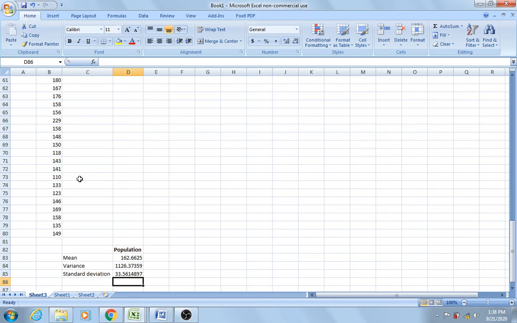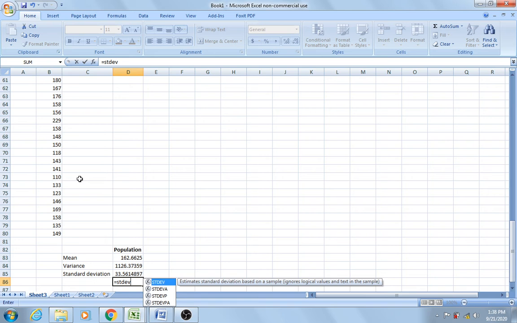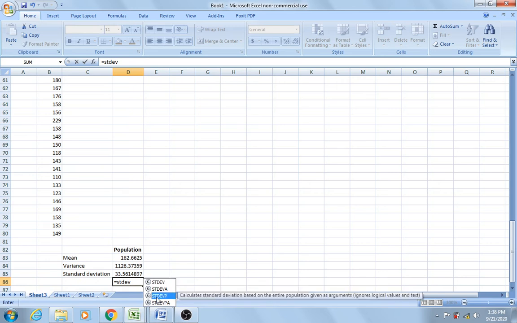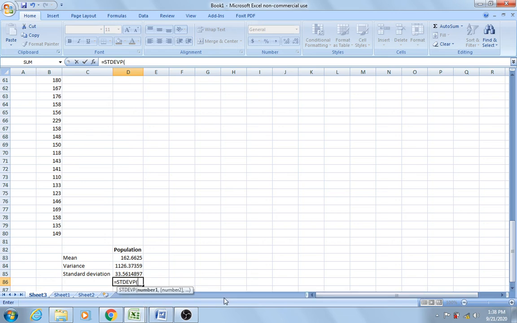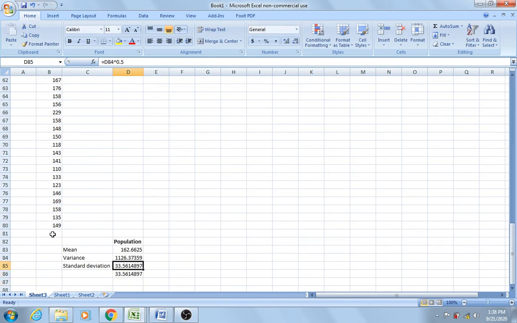Or another thing that we can do, I can just calculate STDEV, which means standard deviation. But remember, it is for the population, so you choose STDEVP. This means calculate standard deviation based on the entire population. So we select all the data. Okay, so see, it gave the same number.